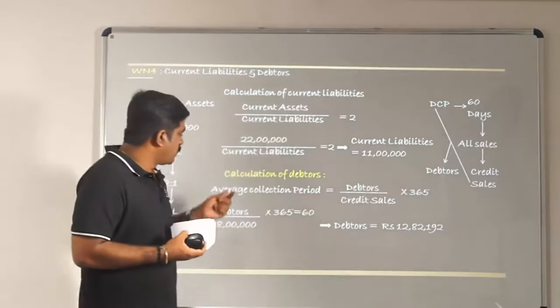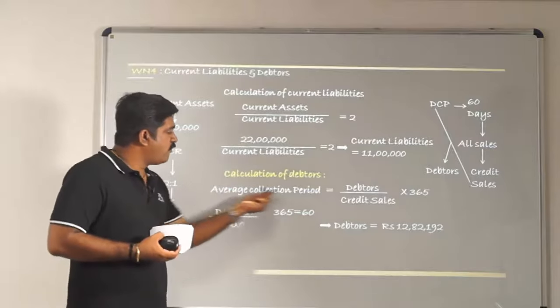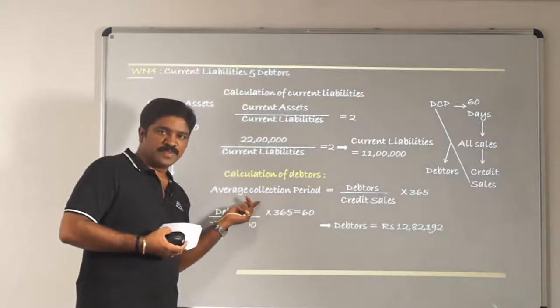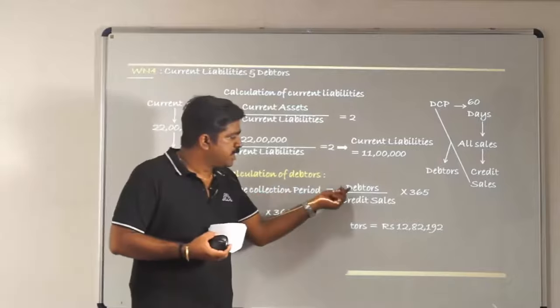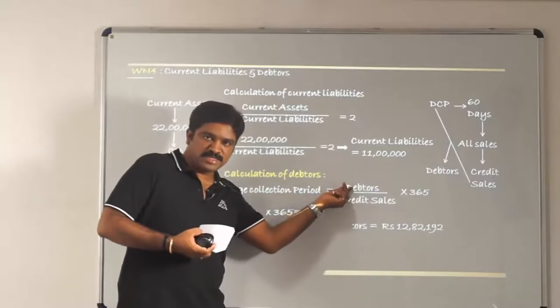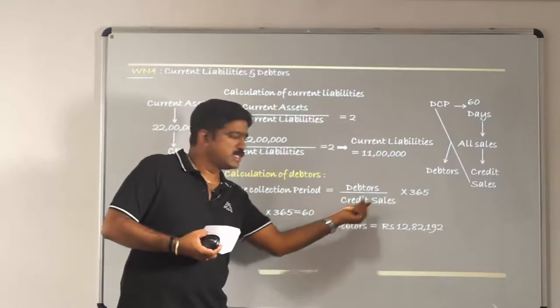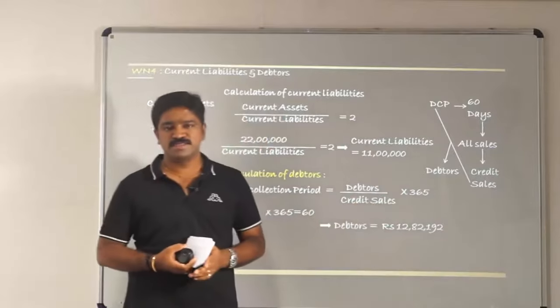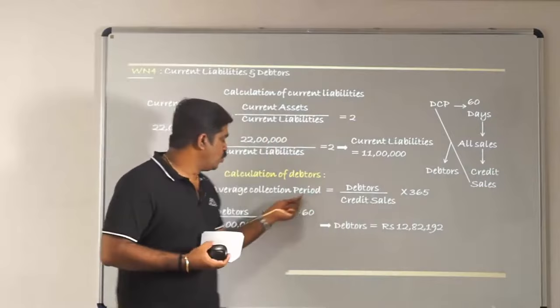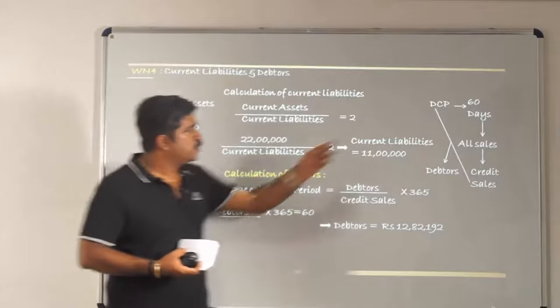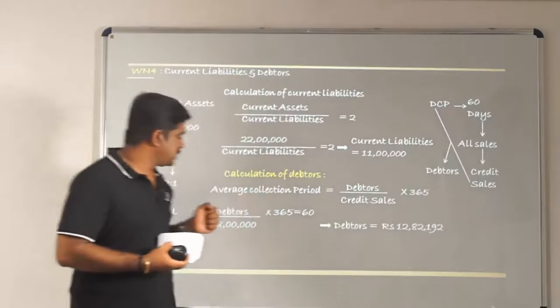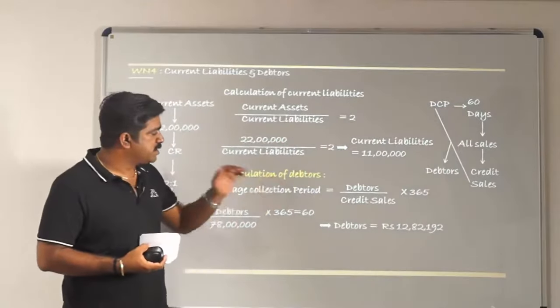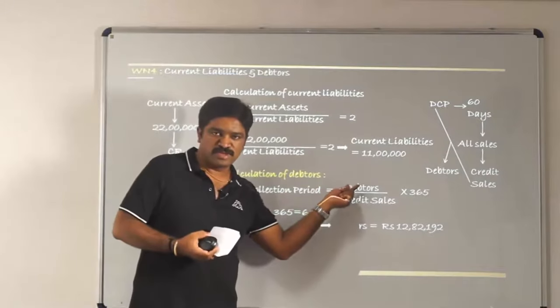So what I'm going to do, I'm going to apply the formula of debtors collection period. The formula for debtors collection period is nothing but debtors divided by credit sales multiplied by 365. You know what is the average collection period, which is 60 days. So I say average collection period is 60. Debtors we don't know, that's what we are trying to find.